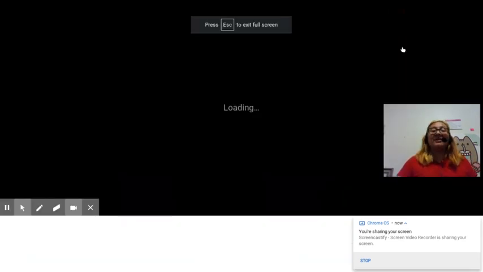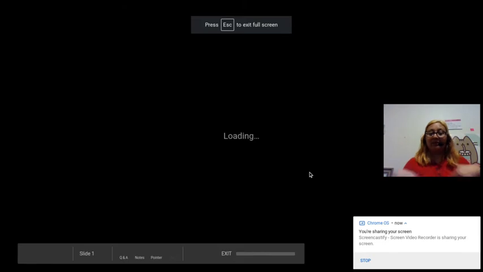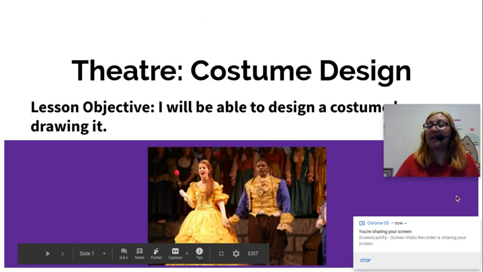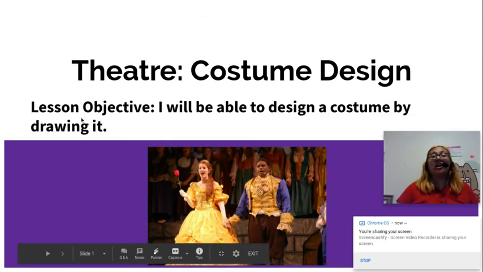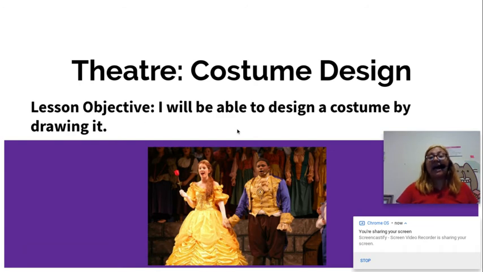So, I'm going to go ahead and open this up right here. Ta-da! Work the magic. Okay. All right, so our lesson objective is: I will be able to design a costume by drawing it. So we are going to practice costume designing by drawing out a costume. I'm going to give you a scenario and a setting, and then we'll take it from there. So let's take a look at some costumes.